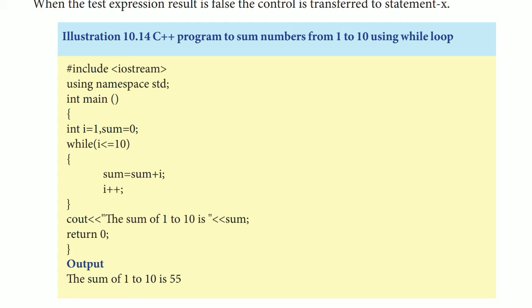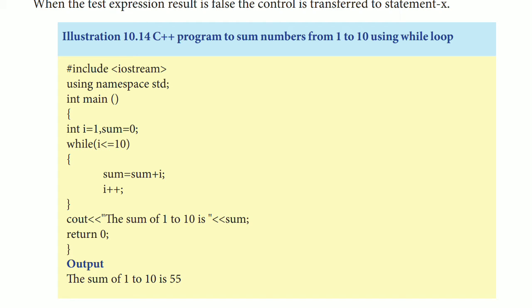Now i is less than or equal to 10. So 1 is less than or equal to 10. Condition is true here, and the body of the loop is executed. Sum is equal to sum plus 1. So sum is equal to 0, 0 plus 1 is 1, and the new value is stored in sum. So that value is 1.